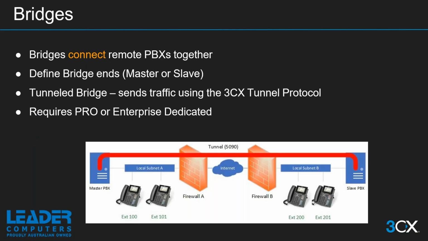When you put one 3CX as a master, the slave will try to connect to the master and the master will authenticate. But functioning wise, they both can do exactly the same things. And for the tunnel bridge, as the name suggests, 3CX uses the tunnel port 5090. So everything between the 3CXs will be tunneled through port 5090, and it sends traffic using the tunnel port. It requires a Pro or Enterprise license. You cannot add a bridge on the 3CX free version.